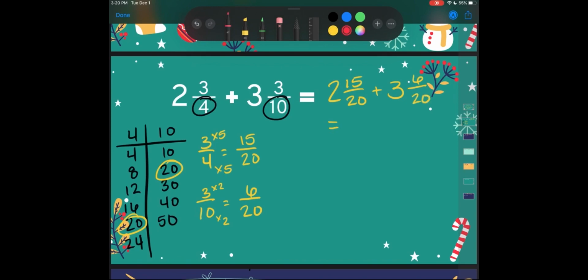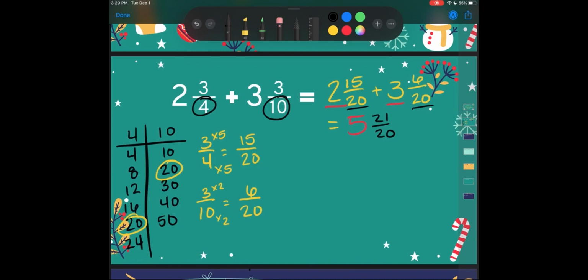So I'm going to add my, not my denominators, I'm going to add my whole numbers. So 3 plus 2, which is 5, and 15/20 plus 6/20, which is 21/20. So I end up with 5 and 21/20.